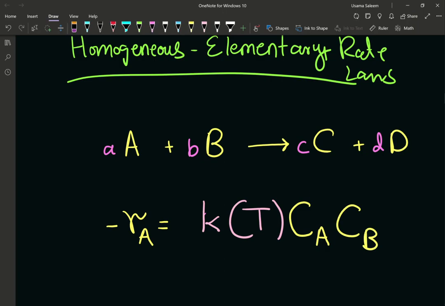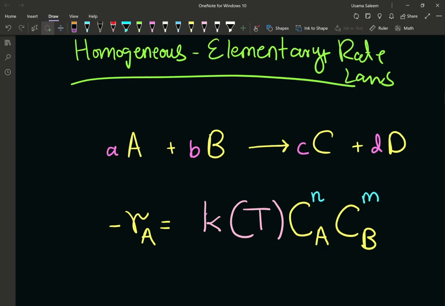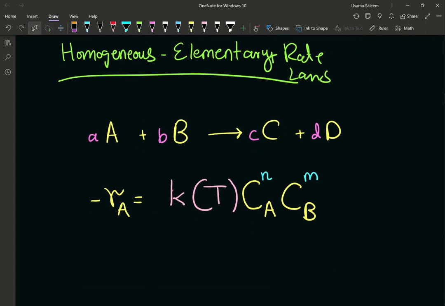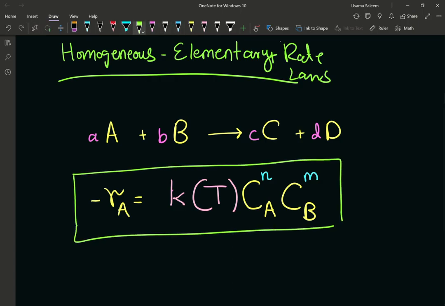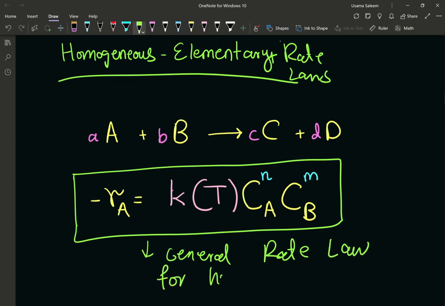Actually, hold up. Sorry about that. N and m. All right. So this right here is the general rate law expression for a homogeneous irreversible reaction. We haven't discussed reversible reactions yet.